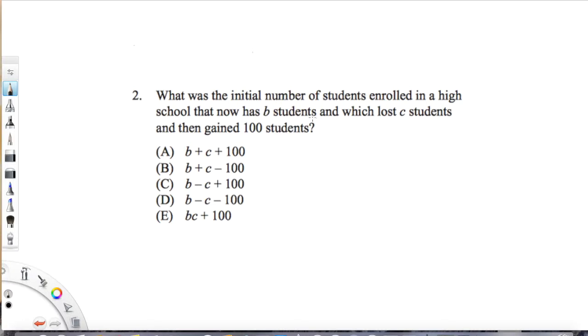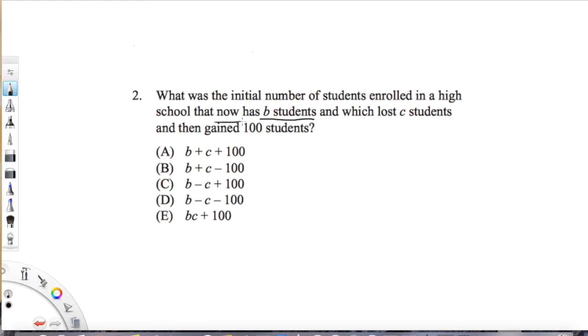First of all, let's notice the nature of this problem. They're asking us to work backwards to figure out the initial amount when we now know that the final amount is B. So we have to do things a little bit differently. B students, they now have B students, and they lost C.